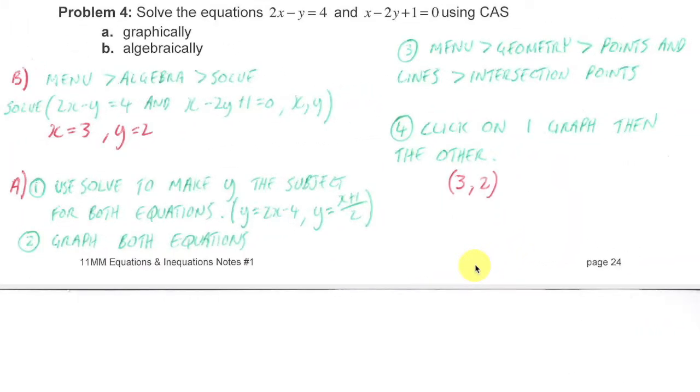We're going to be applying the algebraic and graphical techniques for solving simultaneous equations, but this time we're going to be making use of the CAS. I'm actually going to start with the algebraic technique. So here's my two equations, and we've used them previously.